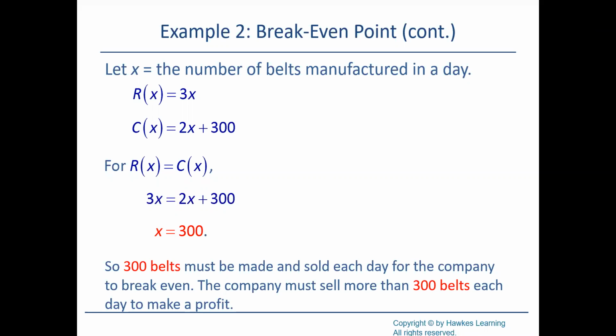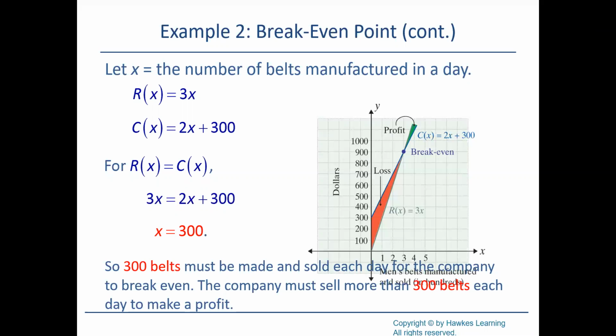The company must sell more than 300 belts each day to make a profit. As you see in the graph, the shaded areas show the following. The red area is showing the loss because the cost is higher than the revenue. And the green area is showing that there's a profit since the cost is lower than the revenue.